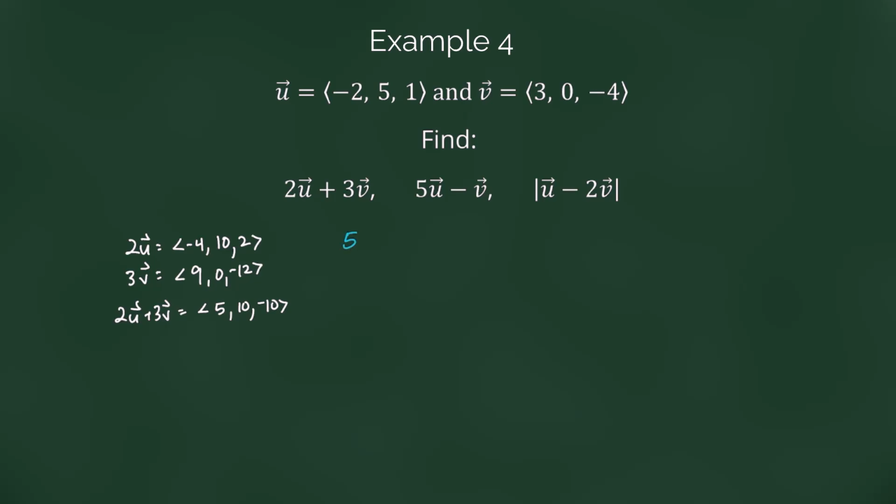Similarly, 5u is going to be the vector negative 10, 25, 5. Negative v is going to be the vector negative 3, 0, positive 4. And when we combine those, 5u minus v, we get the vector negative 13, 25, 9.